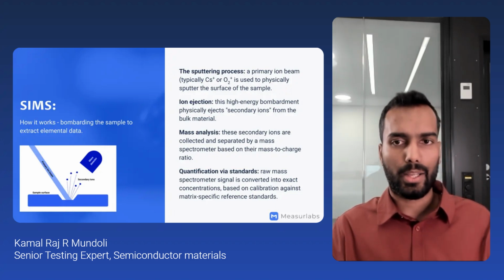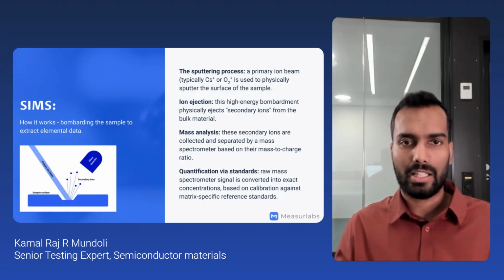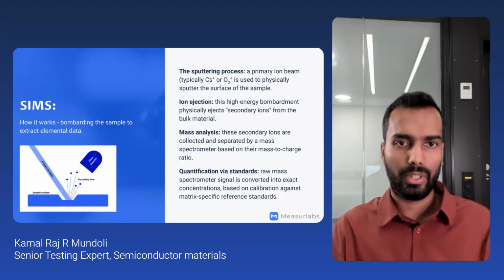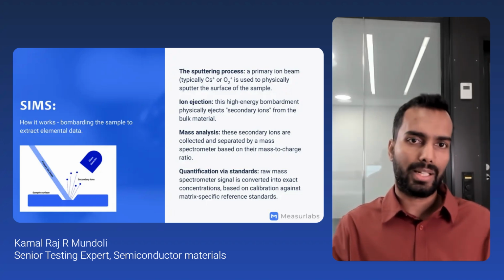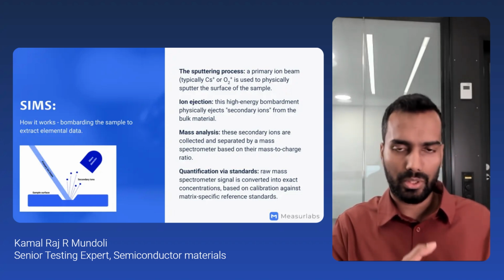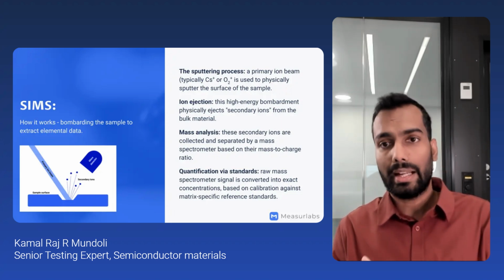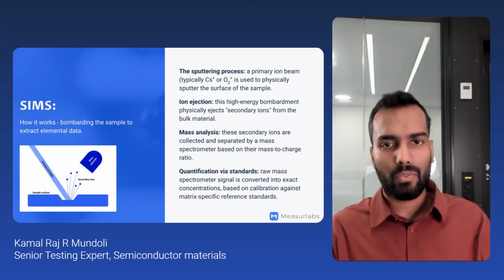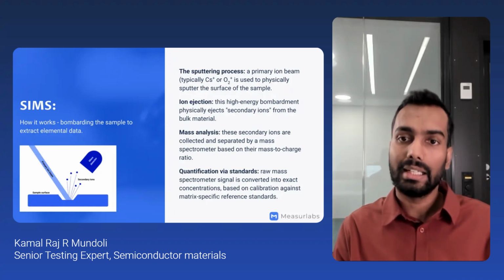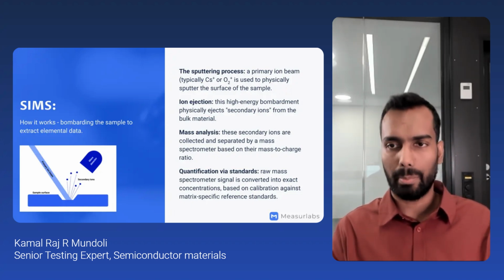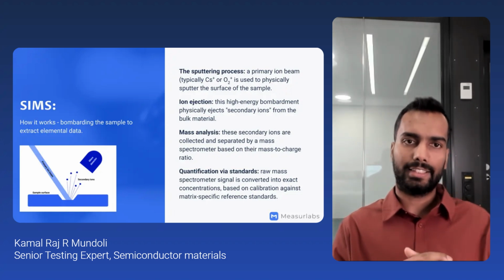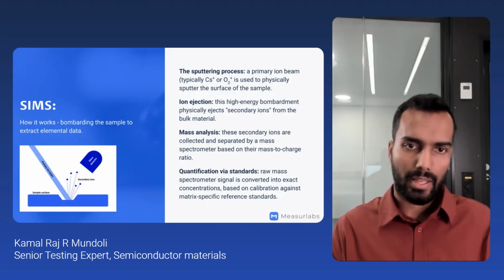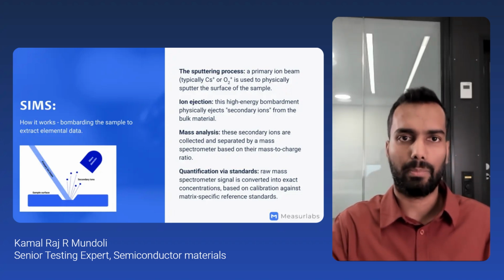These ejected secondary ions are then collected and flown through a mass spectrometer, which separates them based on their exact mass to charge ratio. However, a raw mass spectrometer signal that just gives you relative intensity is not enough. To get actionable engineering data, that raw signal is quantified and converted into the exact concentration, typically in parts per million to parts per billion. This critical quantification is achieved by calibrating the signal against highly specific matrix-matched reference standards.